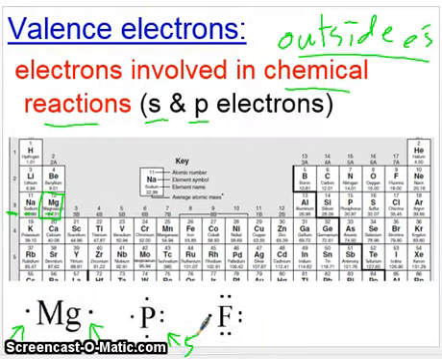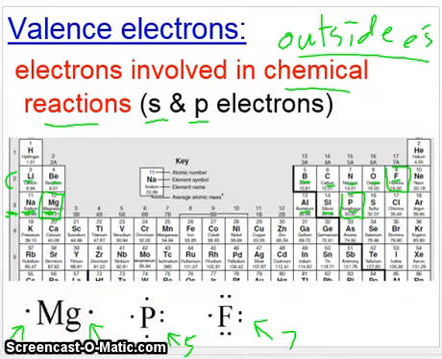If you take a look, phosphorus in shell 3 has 1, 2, 3, 4, 5 electrons. 2 in the S, 3 in the P. Fluorine then has 7. Same story. Fluorine has 1, 2, 3, 4, 5, 6, 7 in its highest shell, which is shell 2. 2 in the S, 5 in the P.